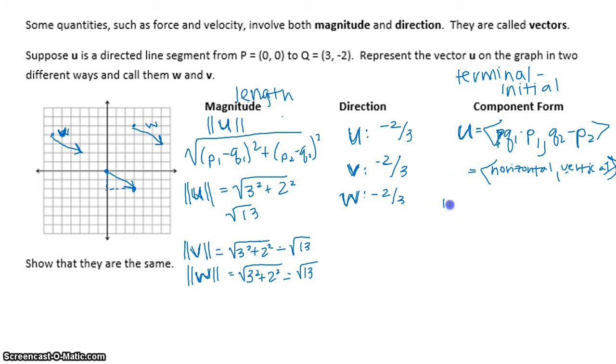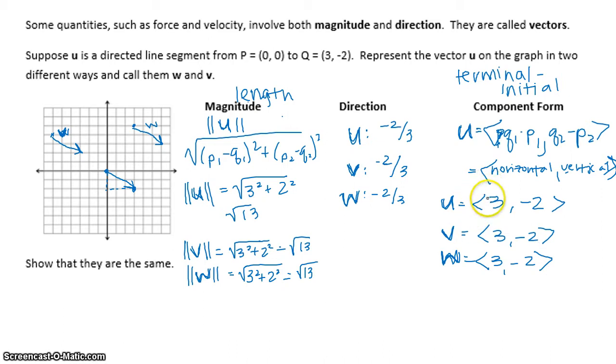When you do component form, you use these brackets. That way we know it's a vector, not a point. So for u, horizontal was 3, vertical was down 2, so <3, -2>. For v, my horizontal is 3, my vertical is down 2. And for w, it's going to be the same thing, <3, -2>. Again, the first number goes with horizontal, the second number goes with vertical. Show that they are the same.